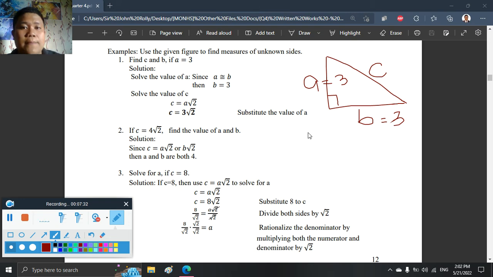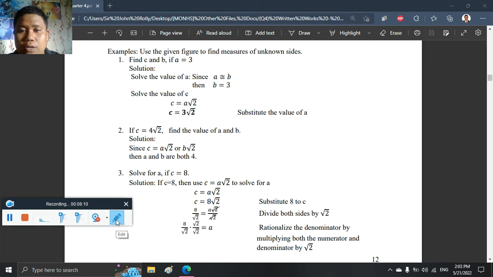or the measurement of B times the square root of 2. So, since A is equals 3, therefore, C equals 3 the square root of 2. So, muna yung ang answer. C equals 3 the square root of 2. Substitute the value of A. Okay? So, pwede po B the square root of 2. So, since A and B are the same, so therefore, 3 the square root of 2. So, muna siya. Let's go now to number 2.